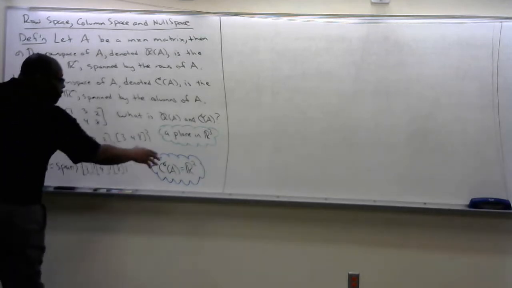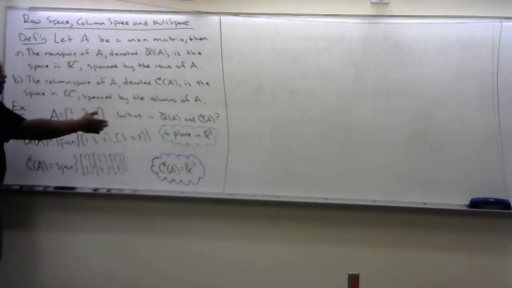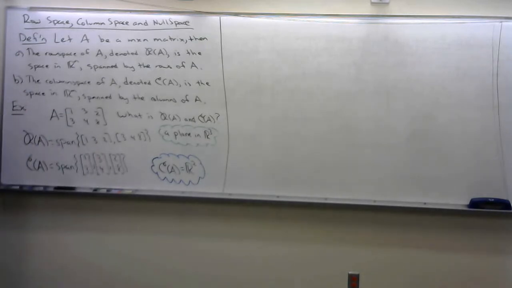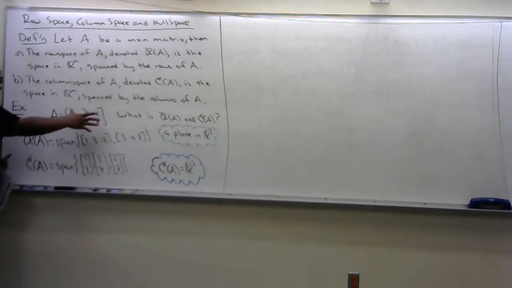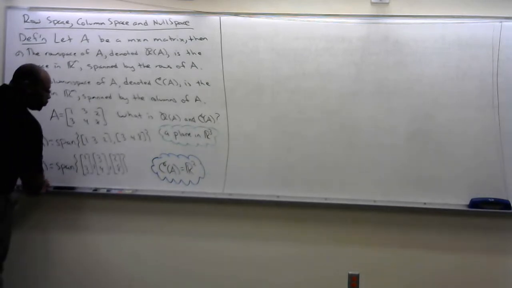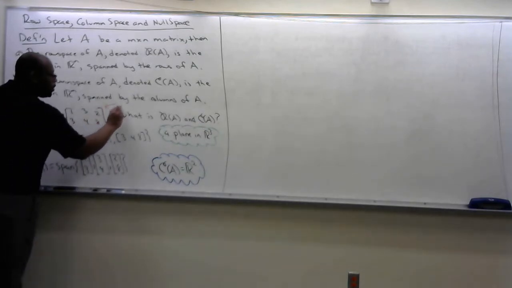And this is kind of the geometry of this, right? The geometry of the row space of A is a plane in R3. The geometry of the column space of A is all of R2. Notice that in this case, what is the size of my matrix A here? How many rows? 2, right? How many columns? 3. So this is size 2 by 3.